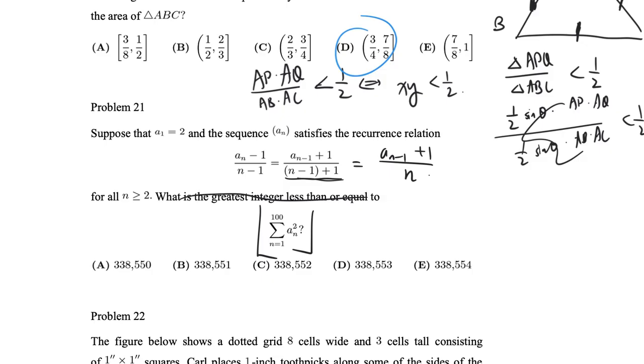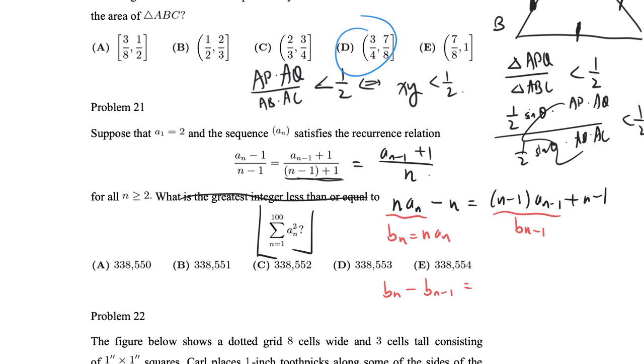Then we can try to cross multiply. n a_n minus n is equal to (n minus 1) a_(n minus 1) plus n minus 1. Then we actually have something very nice, and it's that we can define b_n as n a_n. So then this is actually b_(n minus 1). This is b_n. So b_n minus n, or actually we can already start moving terms, minus b_(n minus 1), which is this guy, is equal to 2n minus 1.